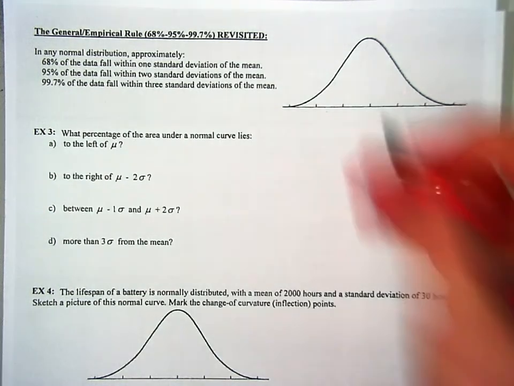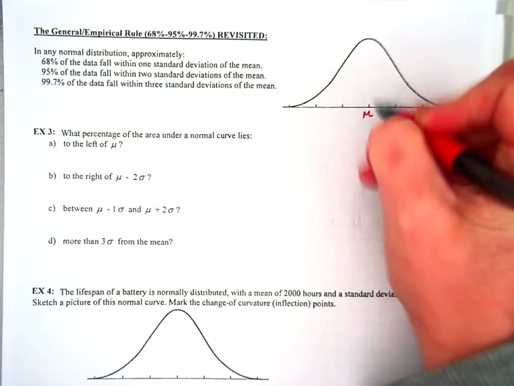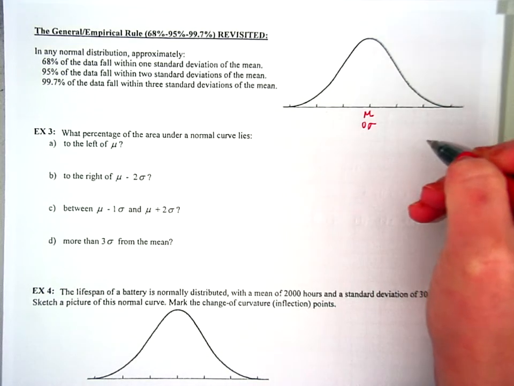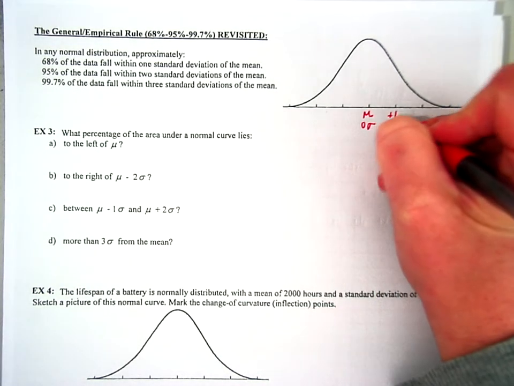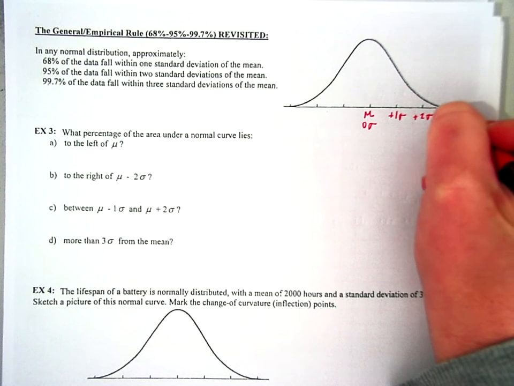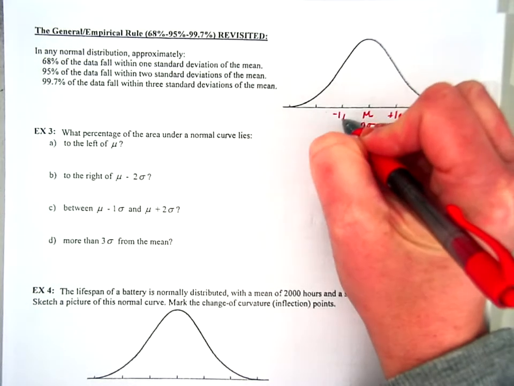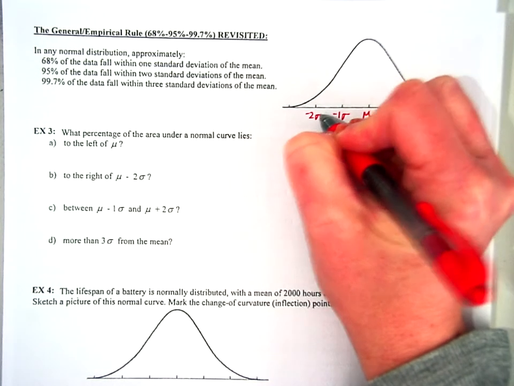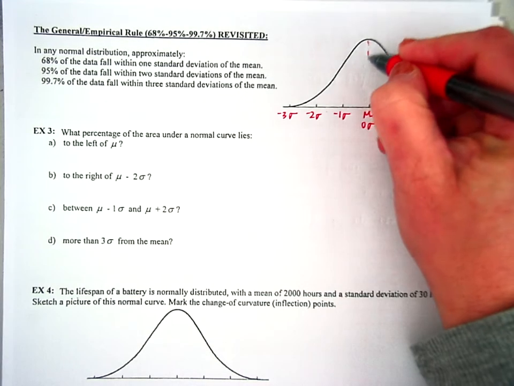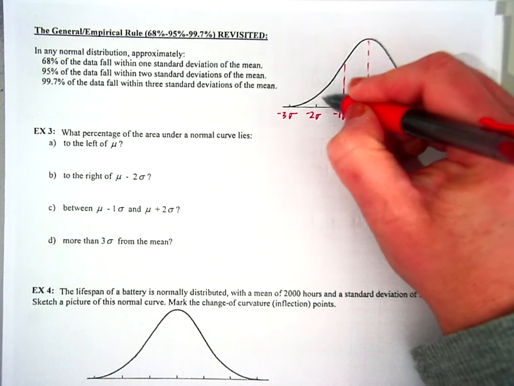And we should have here the mean right smack in the middle, right? We're 0 standard deviations above or below. We are the mean. Here we're 1 standard deviation above, 2 above, 3 above, 1 below, 2 below, 3 below. Okay, I'm going to draw in those little dotted pathways like I did before.